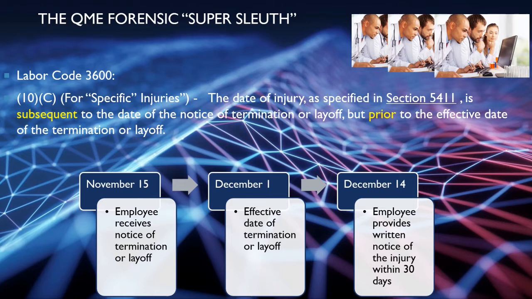So now back to Labor Code 3600, which is in general the post-termination defense law that prohibits the filing of claims post-employment. But lawmakers, in their wisdom, thought about it, and they came up with a few scenarios wherein an actual injury could have occurred prior to the employee's separation from the employer, for which the employee would be allowed to receive workers' compensation benefits.